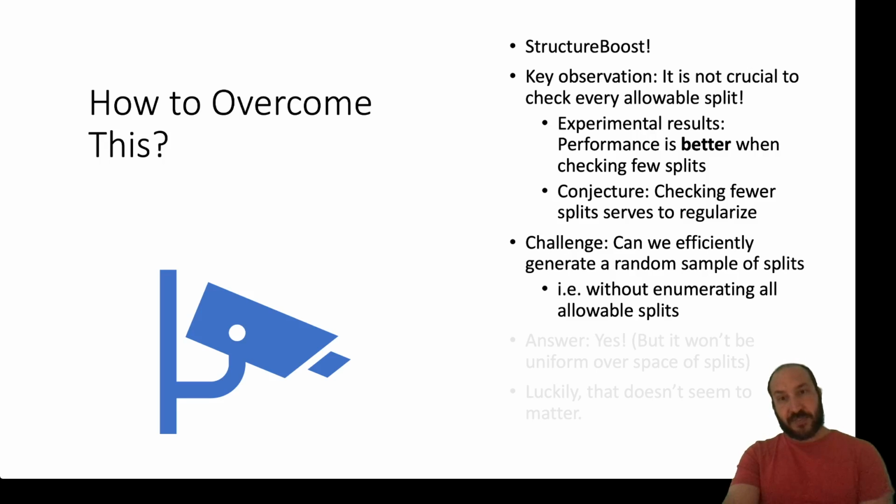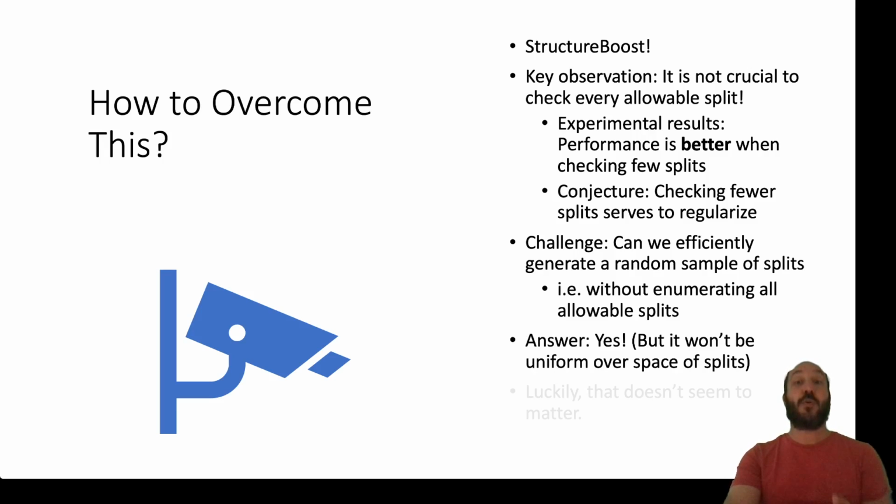So given that observation, the challenge is, can we efficiently generate a random sample of splits from this space, but without enumerating all of the allowable splits? Luckily, it turns out the answer is yes. There's one catch: it won't be uniform over the space of splits. I can get a random sample from this set of splits, but some splits might be chosen more often than others. Luckily, that doesn't seem to matter too much in practice, and we still get excellent results.